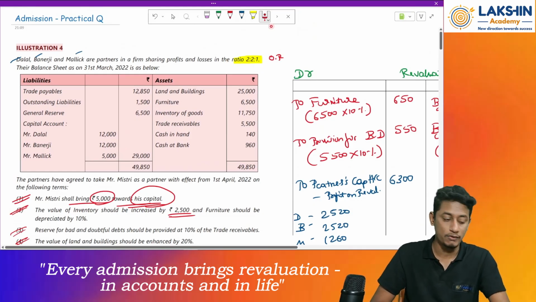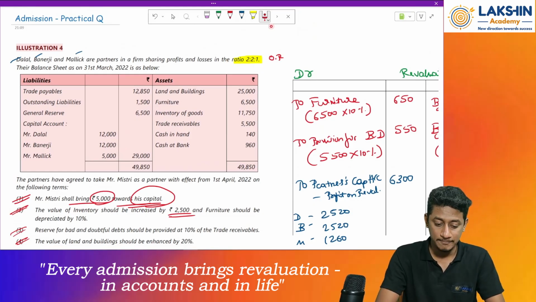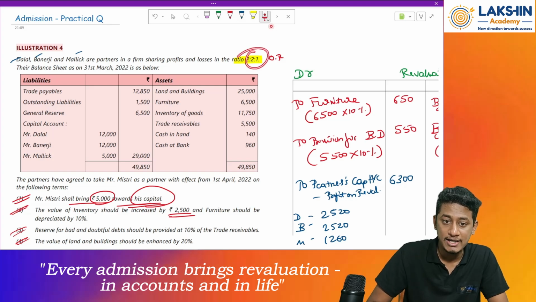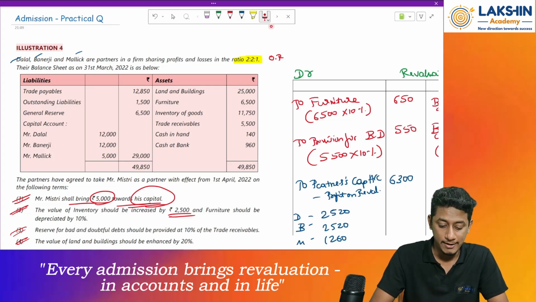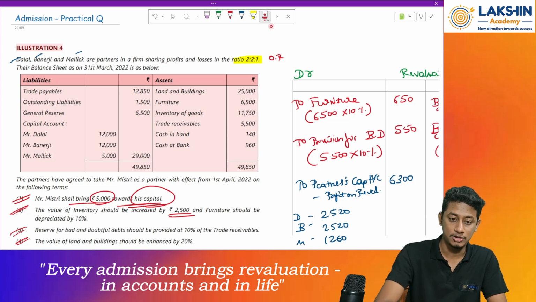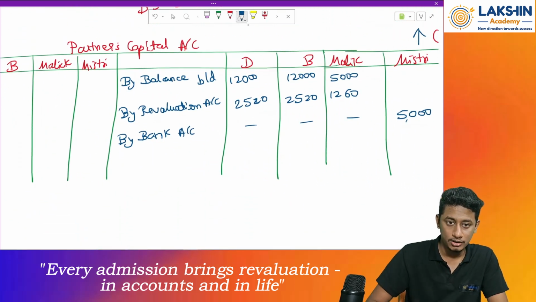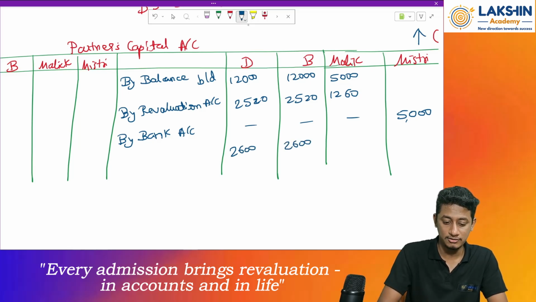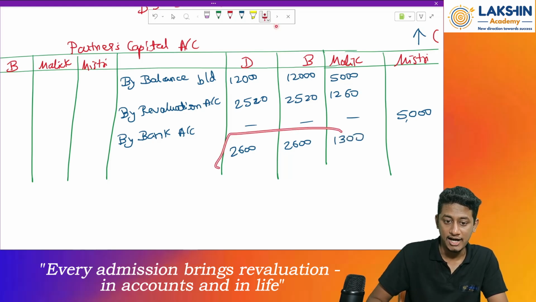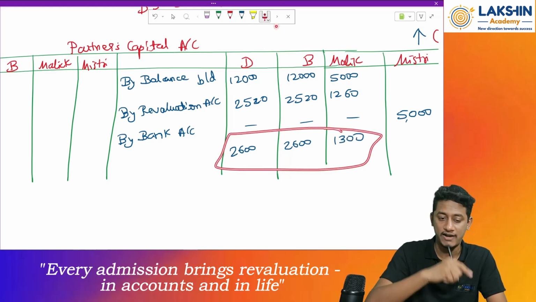So 2 is to 2 is to 1. So 6500 divided by 5. Why 5? 2 plus 2 plus 1. 6500 divided by 5 equals 1300. Now into 2 equals 2600. Then 2 equals 2600. 1 equals 1300. If you want to confirm, you can just add all these three and the answer will be 6500, if you want to check.